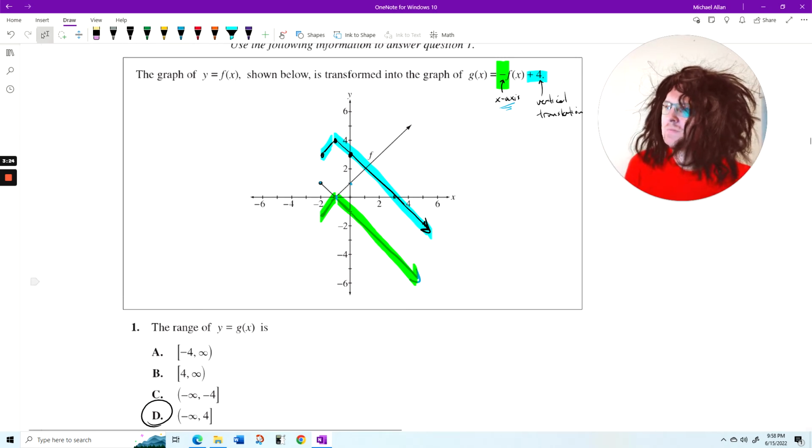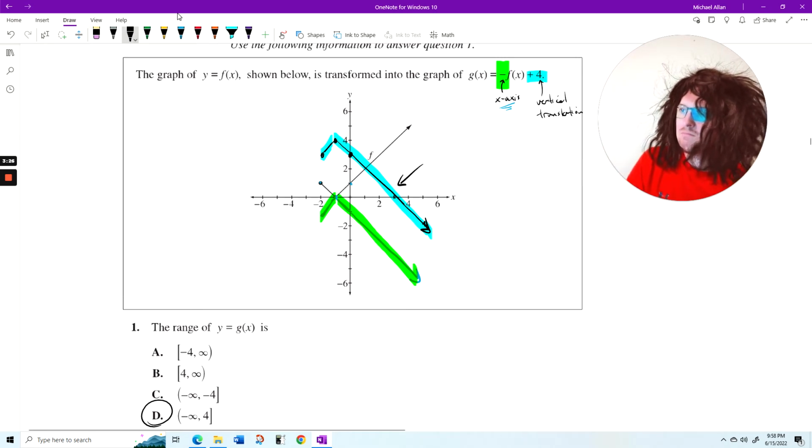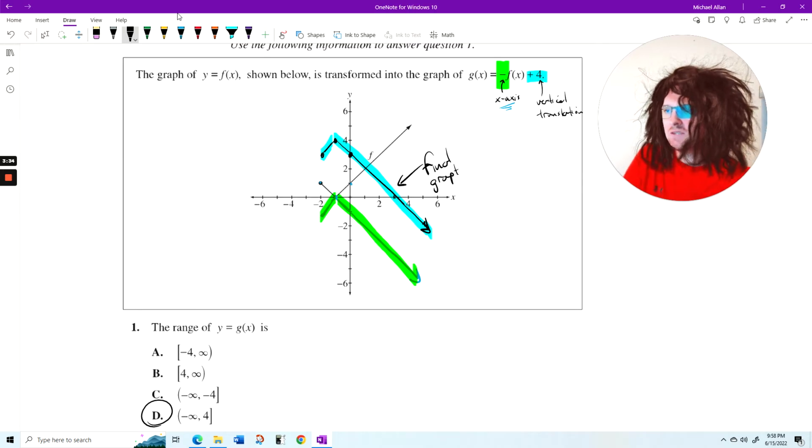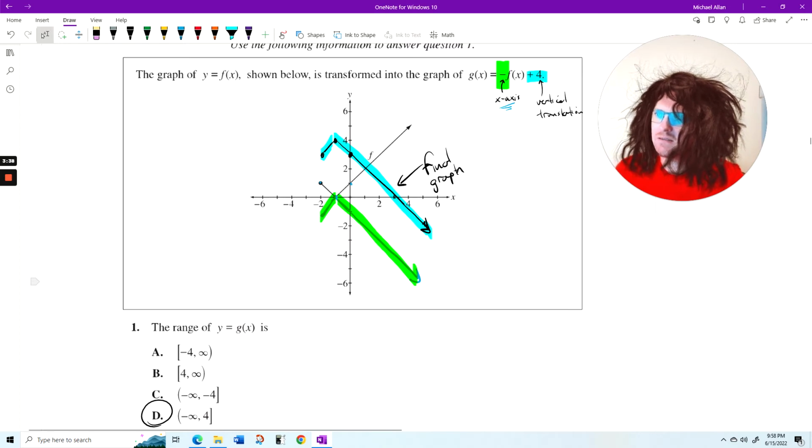All right, I'm just going to put "final" here. Final part. If you're looking at this and wondering which one is which, this is the final graph.